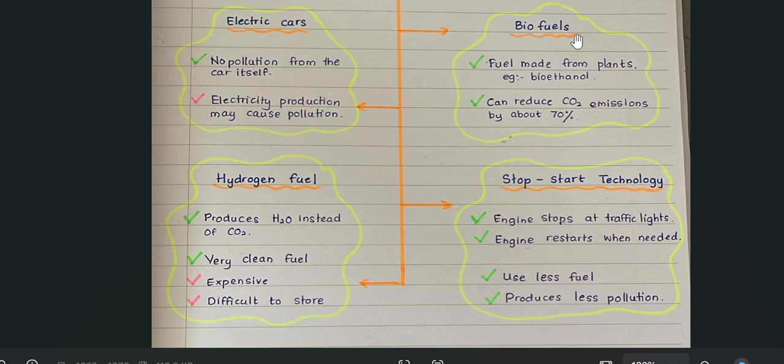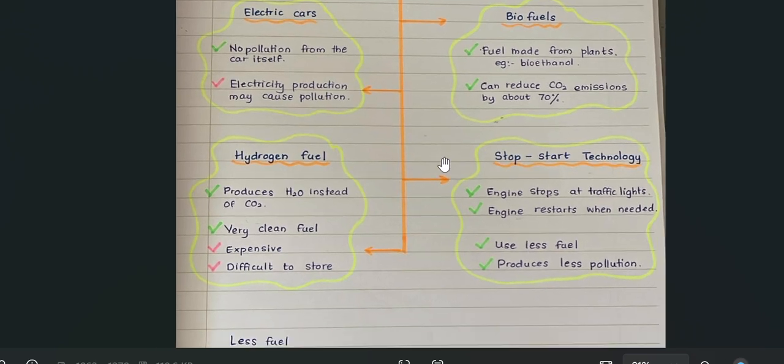Then the second one is biofuels. Fuel is made from plants. Example is bioethanol. So this is an advantage. Another advantage is it can reduce carbon dioxide emissions by about 70%. So there's a huge difference, huge reduction.